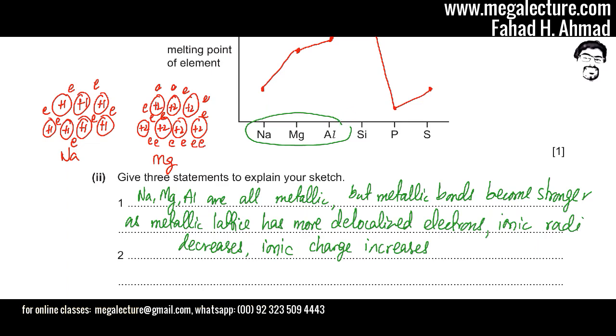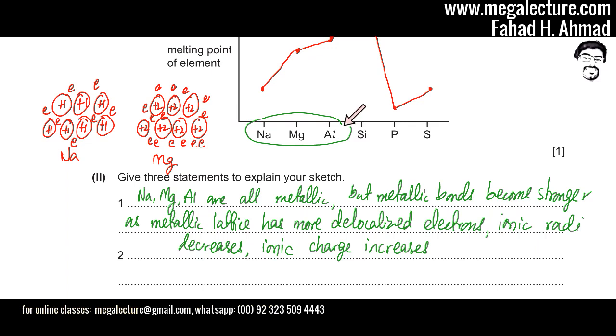Aluminium will have a charge of +3 in its metallic lattice, and each aluminium atom is going to lose 3 electrons. If it loses 3 electrons, the amount of delocalized electrons is going to be even greater, and aluminium is going to have even higher melting and boiling points. So this is the first trend that I've explained, that from Na to Mg to Al, the metallic bonds are going to become stronger.